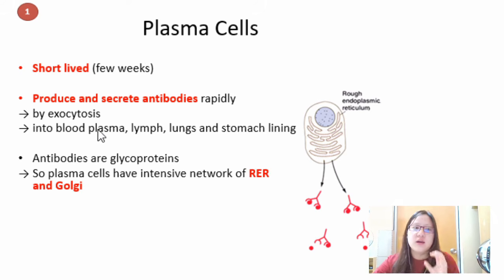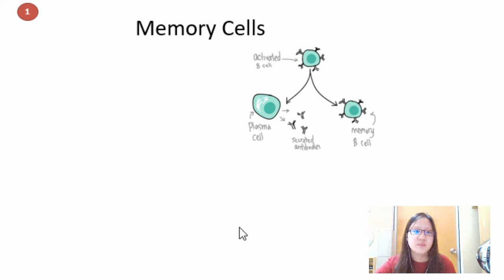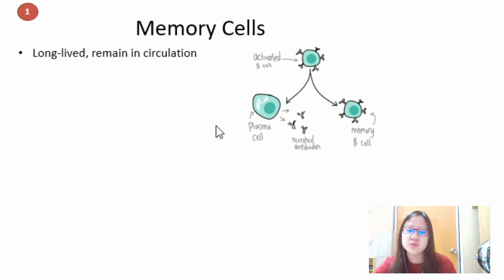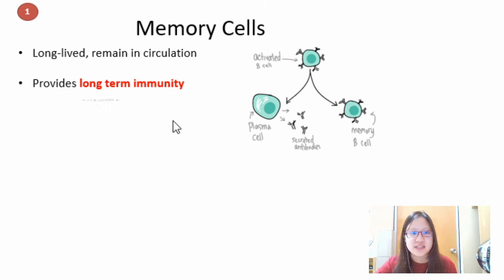Now, because this requires a lot of energy and a lot of processing, you expect plasma cells to have a lot of ER and Golgi as seen here. That's plasma cells. Now, again, the activated B cells also differentiate into memory cells. So what do memory cells do? Memory cells are long-lived, they remain in circulation in the blood and lymph, and it actually provides long-term immunity. That's why it's called memory cells.